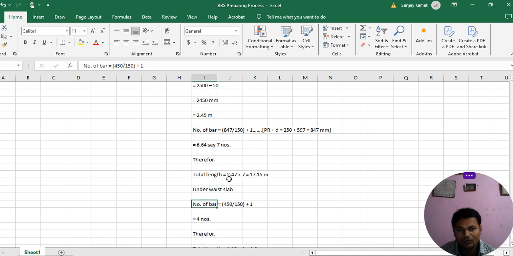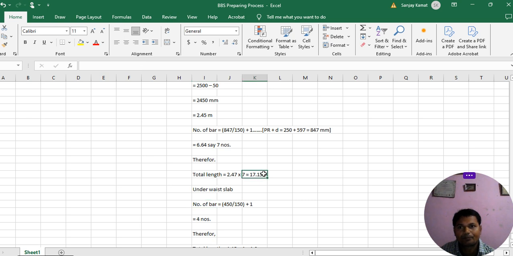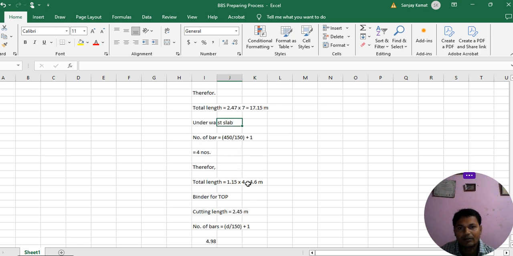Therefore now the total length will be 2.47 into 7. After multiplying, 2.47 into 7, how much is it coming? 17.29. But actually this will be 70.15. So now we are going to the under west slab.